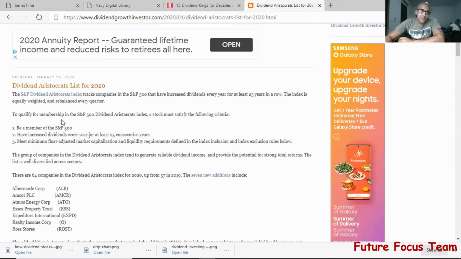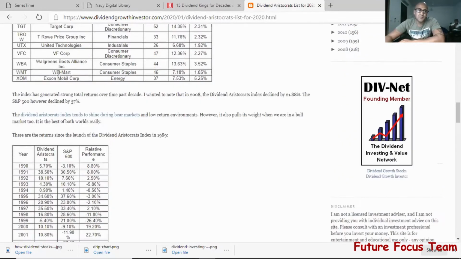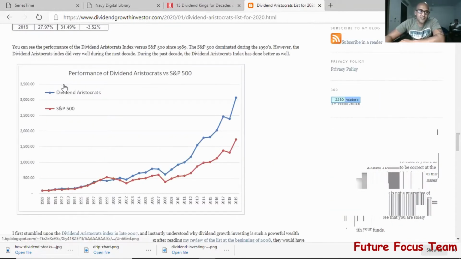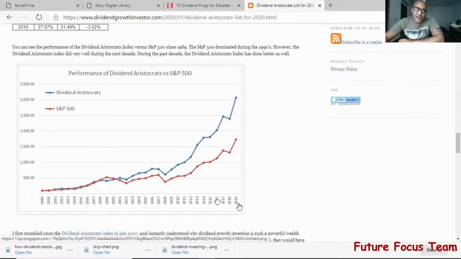This is a list right here of the dividend aristocrats for 2020. And it's good to scroll down. Right here you see the list, but more important than this is you could come down here and see the performance versus the S&P 500. A lot of fund managers are trying to beat the S&P 500. And as you can see right here, the dividend aristocrats have outperformed the S&P 500. This chart starts at 1989 to 2019, and you can see the difference between the dividend aristocrats compared to the S&P 500.